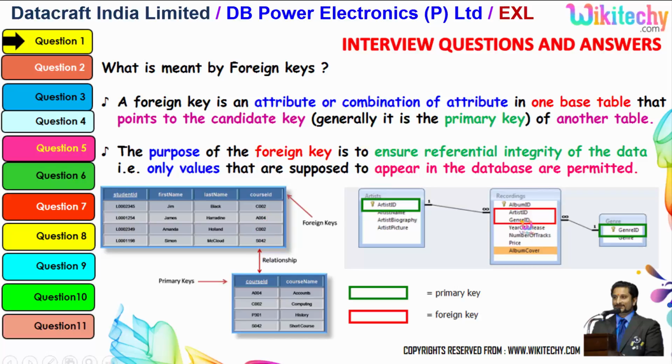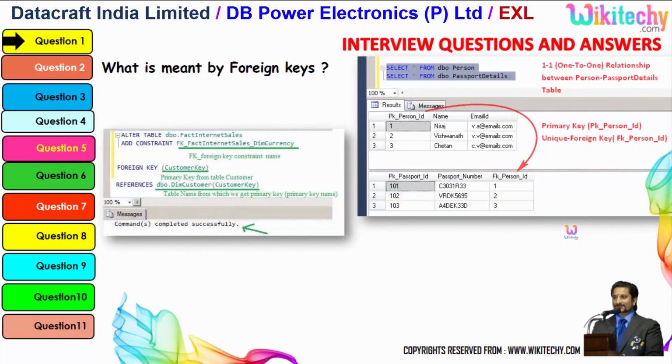You're able to see another example. Artist ID is the primary key. It is made a foreign key here. Genre ID is the primary key here, made a foreign key here. So this is how people will write the query for this.